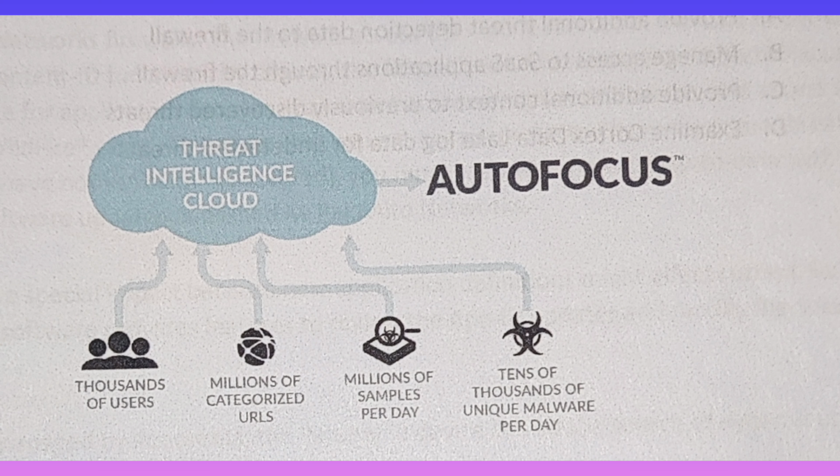Enablement of AutoFocus is a three-step process. Number one, enter your AutoFocus authorization code into firewall license management. Number two, ensure that the correct URL to access AutoFocus is configured in the firewall. And number three, log into the AutoFocus portal and add information about your firewall.